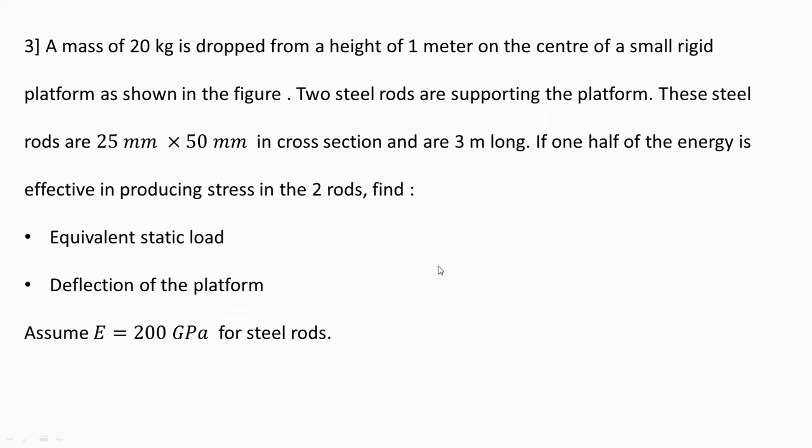A mass of 20 kg is dropped from a height of 1 meter on the center of a small rigid platform as shown in the figure. Two steel rods are supporting the platform. These steel rods are 25 mm into 50 mm in cross section and are 3 meter long.